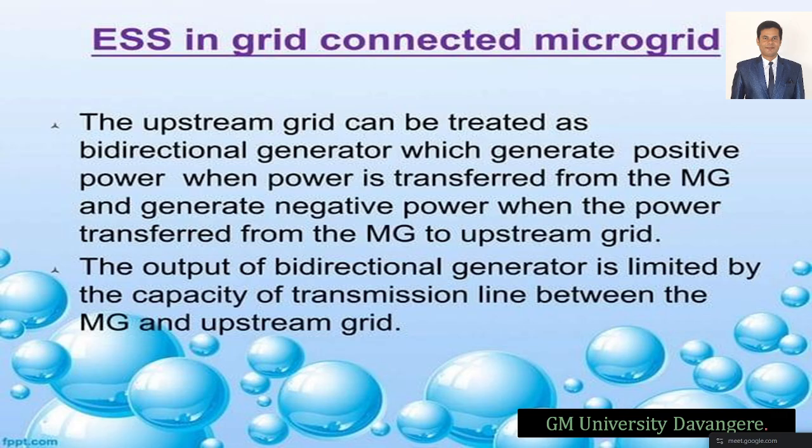Okay. So the ESS is connected in the microgrid, right? Energy storage is also connected in the microgrid. So the upstream grid can be treated as a bidirectional generator, which generates positive power when the power is transferred from the microgrid, and generates negative power when the power is transferred from the microgrid to the upstream. So this is what will happen, right?